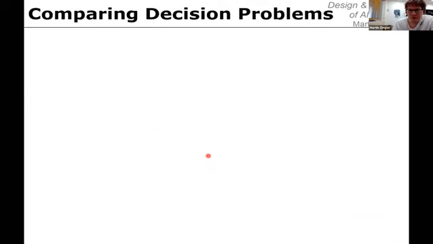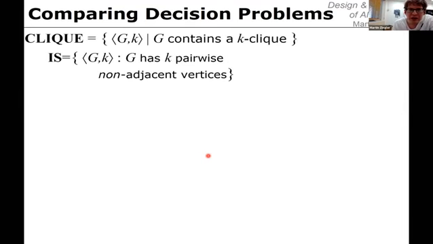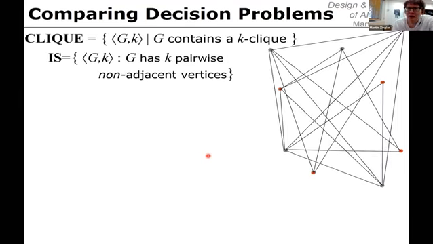So how do we compare two decision problems? How do we compare their computability? How do we compare their computational complexity? A motivating example: we've reconsidered the two problems, clique and independent set, and we've seen that there is a relation between them. Namely, in this example, we've seen that the four red vertices form an independent set of size 4. The four red vertices are pairwise not connected.